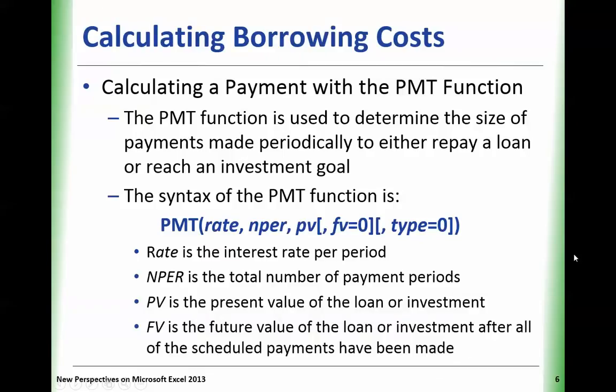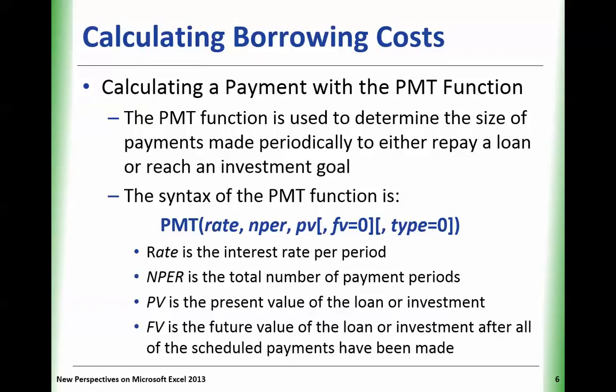Okay, the PMT function is going to be the first function we're going to be using. It's used to determine the size of payments made periodically to either repay a loan or reach the investment goal. The syntax of the PMT function is PMT, the rate, the NPER, the PV, FV equals 0, and type equals 0. The rate is the interest rate per period. The NPER is the total number of payments per period. PV is the present value of the loan or investment, and FV is the future value of the loan or investment after all the scheduled payments have been made.